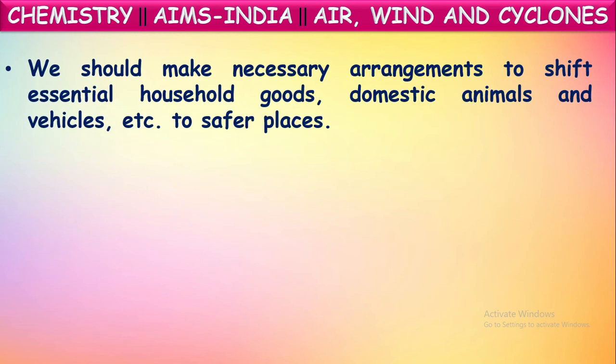We should make necessary arrangements to shift essential household goods, domestic animals, and vehicles, etc., to a safer place. Yes, sometimes places where cyclones occur may often be submerged in water, so we have to be ready to shift to certain safer places. That's why we should make necessary arrangements to shift essential household goods, and even the domestic animals and vehicles. We should be ready with all this.